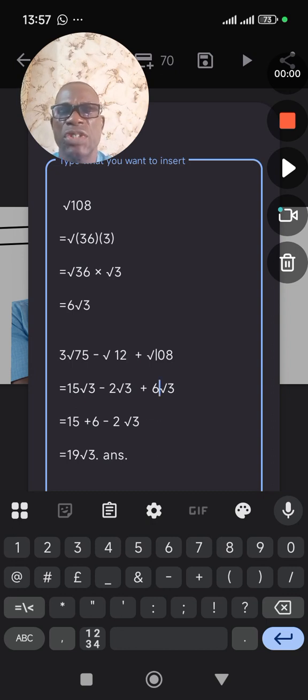So it becomes 15 plus 6 minus 2, square root 3. 15 plus 6 is 21. 21 minus 2 becomes 19. So we now finally have 19 square root 3, and that is the answer.